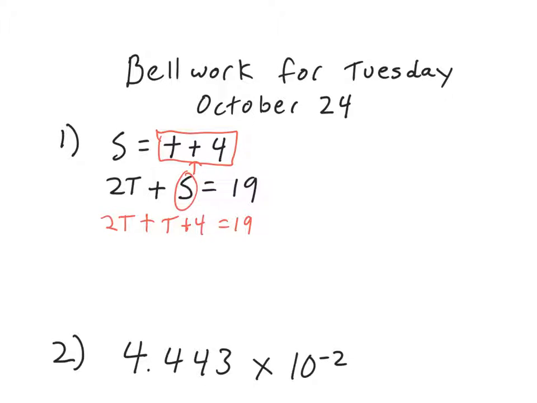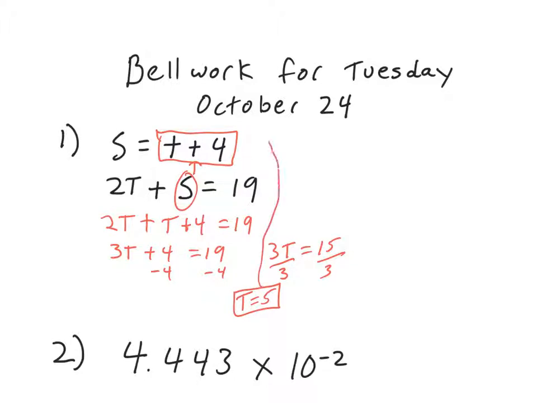Then I just solve for t in that equation. I'll get 2t plus 1t makes 3t, and 3t plus 4 is equal to 19. Subtract 4 from both sides, and we'll get 3t is equal to 15. So we divide by 3, and we'll get t is 5. That's one answer. For the s value, I'm going to substitute the 5 for t in the first equation. So s is equal to 5 plus 4, so s is 9.